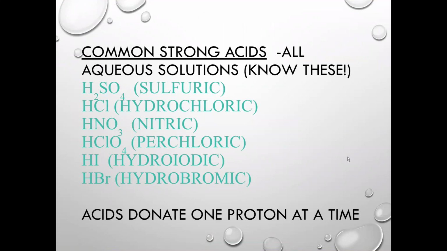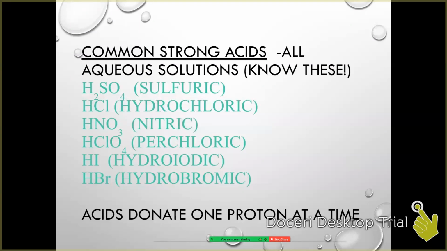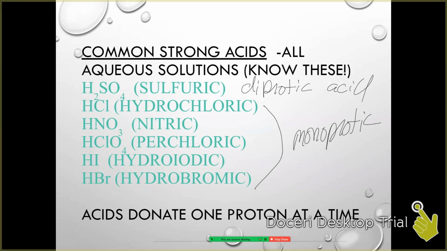All right, common strong acids. I feel like I've said to memorize these before. Now you really need to memorize them for sure. Most of them are monoprotic. All of these are monoprotic, and this one is diprotic. Anybody remember what that means? How many hydrogens they have? All of those just have one, and then my sulfuric acid has two.